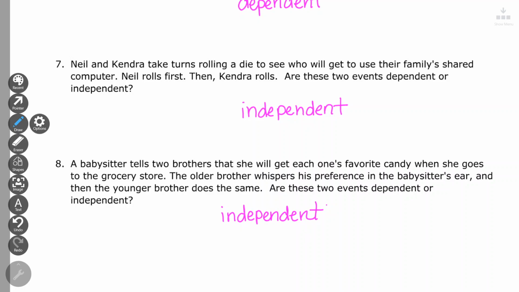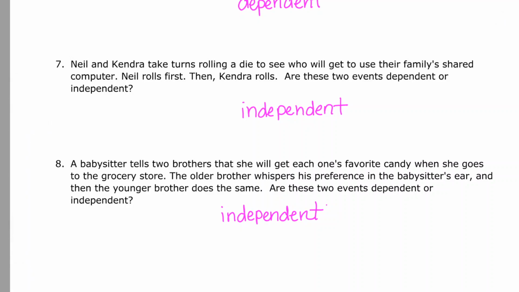Now, what if the babysitter had two different types of candies and she only had one of each kind? If at that point she lets them pick, then those two events would be dependent because there was only one of each type of candy. However, in number 8, when you go to a store, there are many different types and there are many of the same candies. So that is why that is independent.